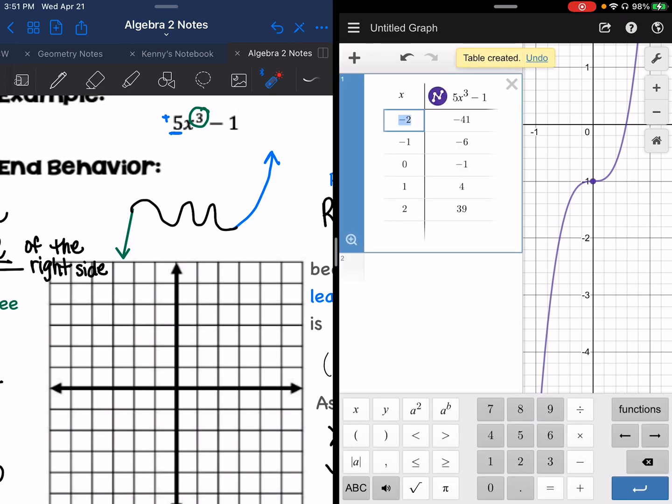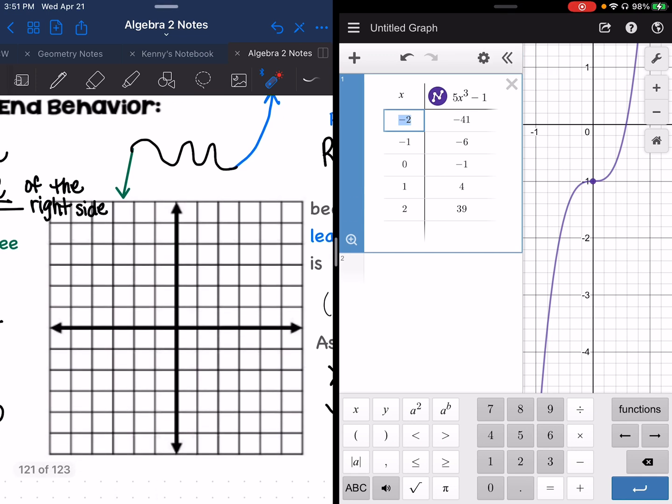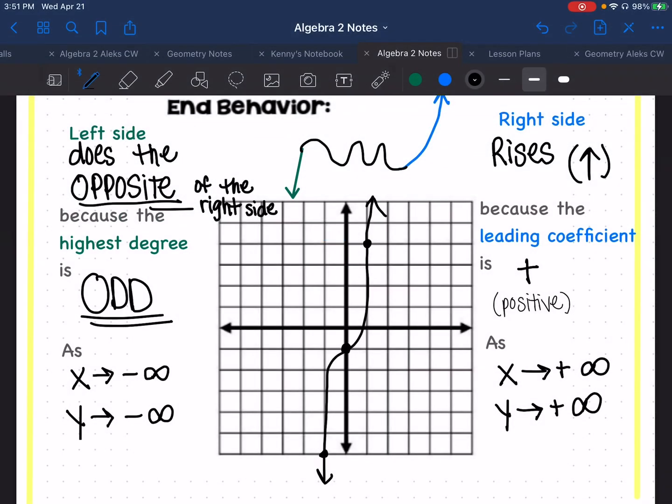So here's some points. Let's see what we can graph. I think I can graph -1, -6. Let me see. 1, 2, 3, 4, 5, 6. Yes, I can. And I, of course, can graph 0, -1. And then I think I can graph 1, 4. 1, 2, 3, 4. Yep, there we go. And it does something like this. Okay, something like that. I did the best I could.